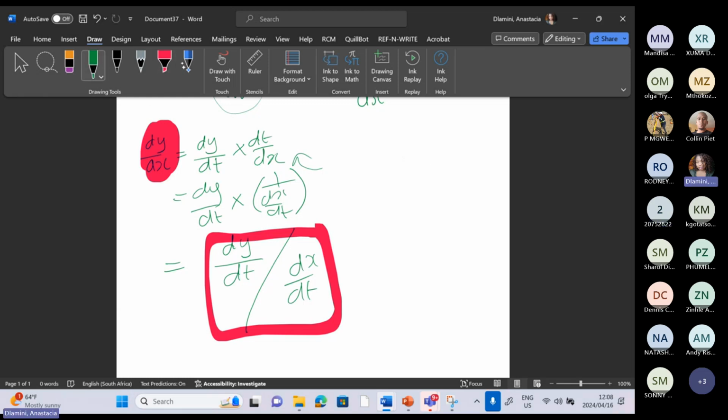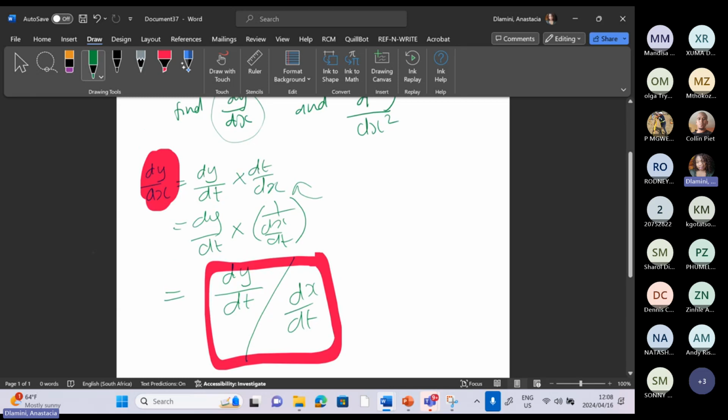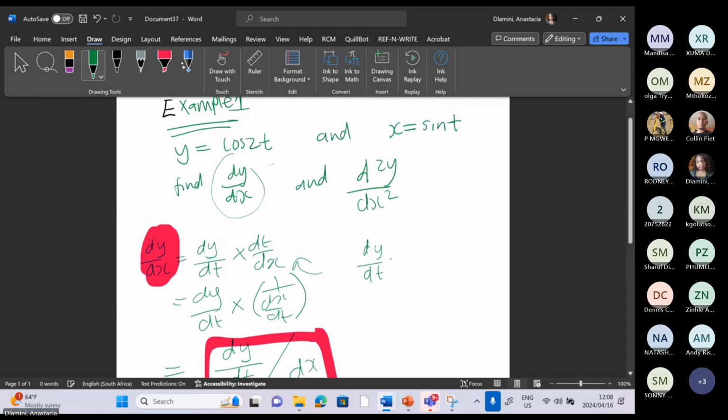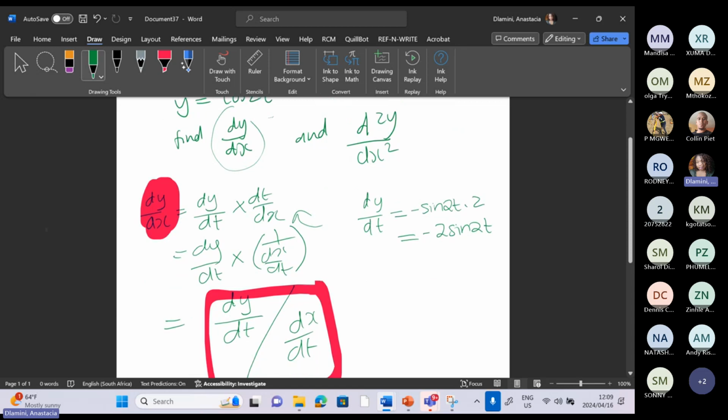Yes, ma'am. According to this part, we need to find dy over dt. So for dy over dt, we go to y. Where's y? Y is this one. So this will be minus sine 2t times 2. Are we together there, or did I lose someone? We're here, ma'am. Together. Thank you.